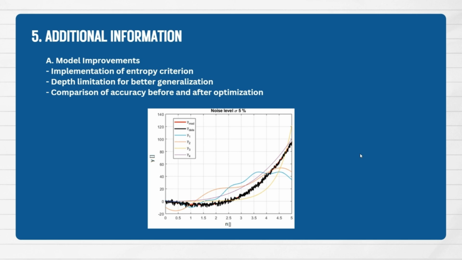And the last is comparison of accuracy before and after optimization. Measure model performance before and after applying the improvements to quantify the impact. Metrics are evaluated using indicators such as accuracy, F1 score, and AUC for a comprehensive analysis of the trends.